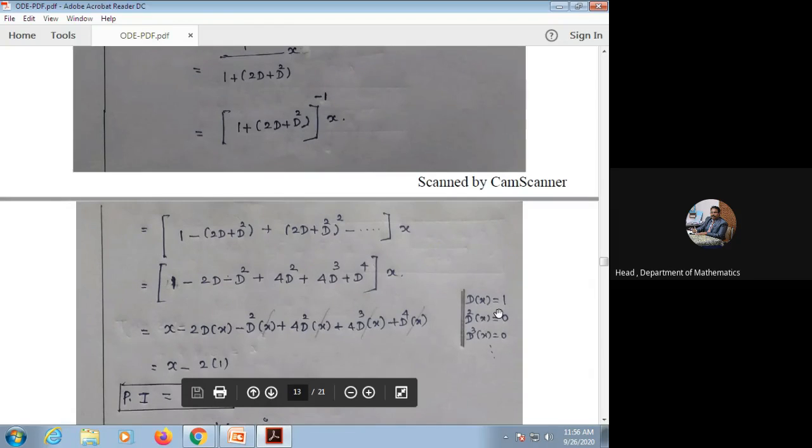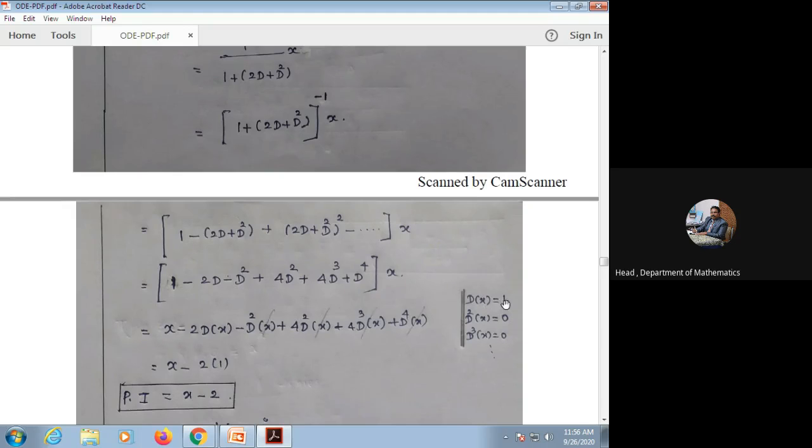This is the only solution. The other terms we get 0. Therefore, we have to stop up to this. Therefore, 1 minus, multiplying the minus inside, minus 2D, minus D squared, plus, how to expand this term, using the (a plus b) whole squared formula, 4D squared plus 4D cubed plus D power 4, into x.